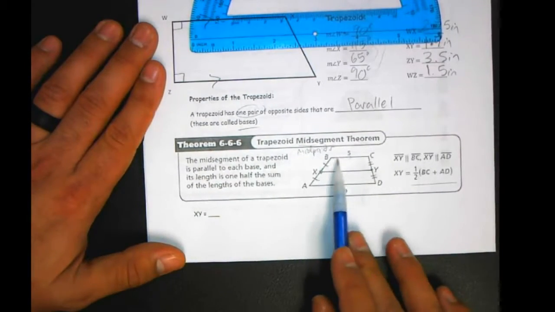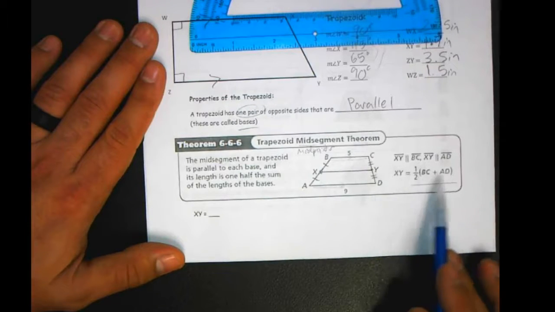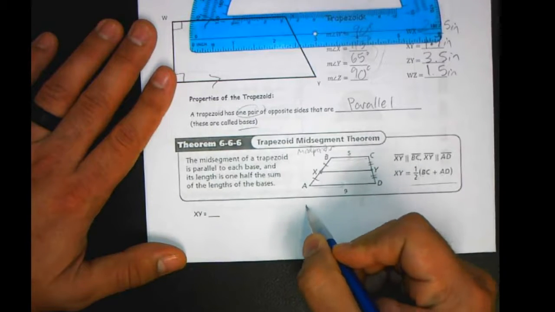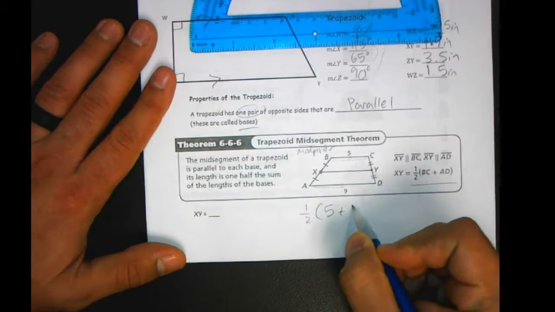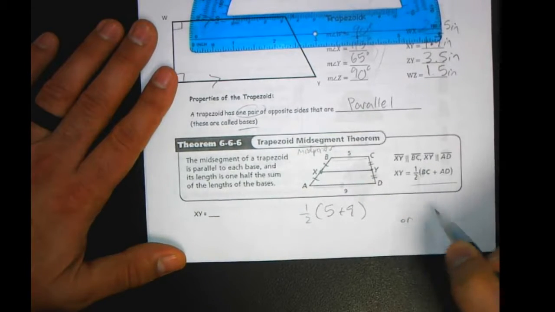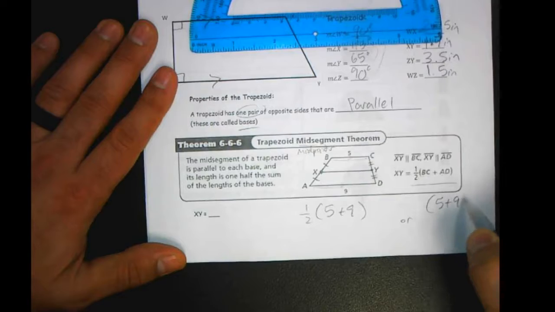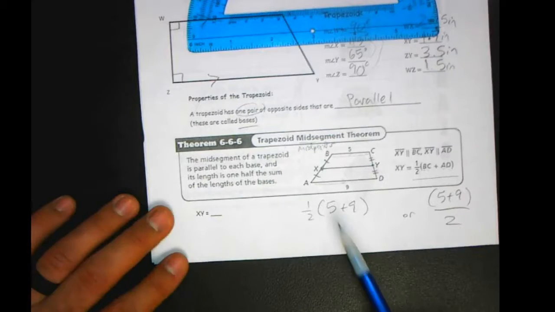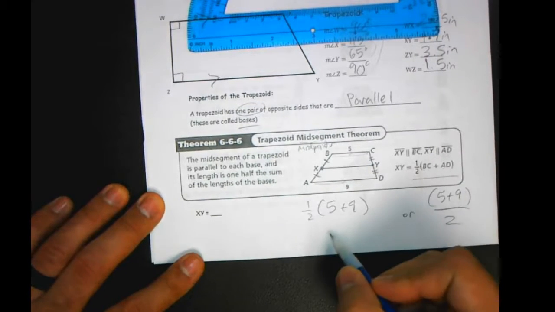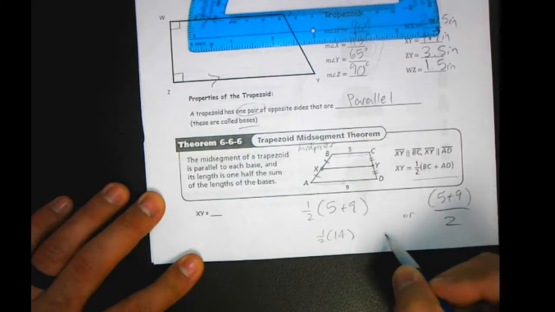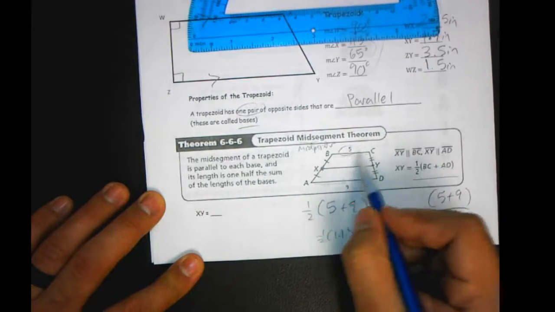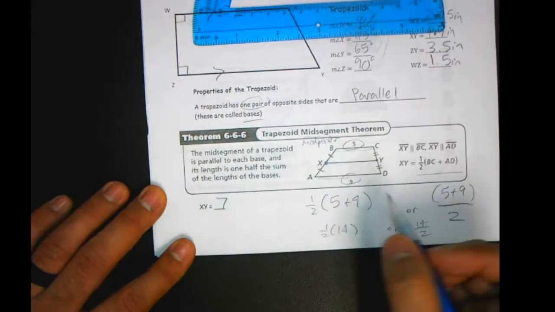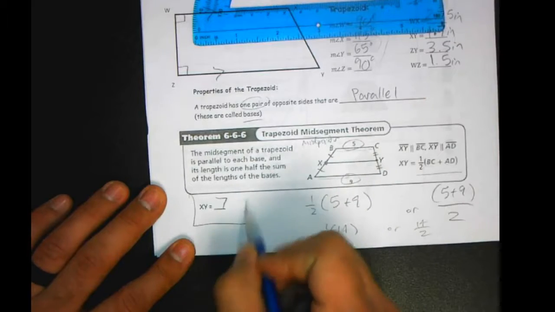All you got to do is add up BC and AD and then find half, right? So basically I'm going to be doing 1/2 of 5 plus 9. Or you can write it as 5 plus 9 divided by 2. Either way, right? So hopefully you know 5 plus 9 is 14, 1/2 of 14, or 14 over 2, because we're using these numbers, 5 and 9, right? So what's half of 14? 7. Doesn't give us units of measure, but 7, okay?